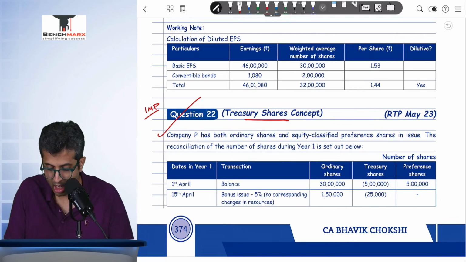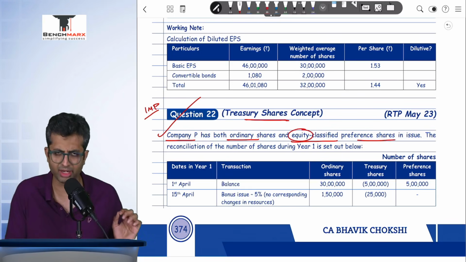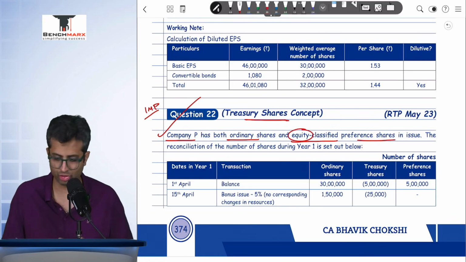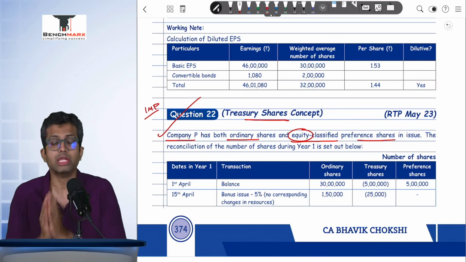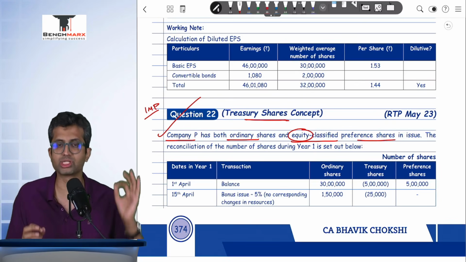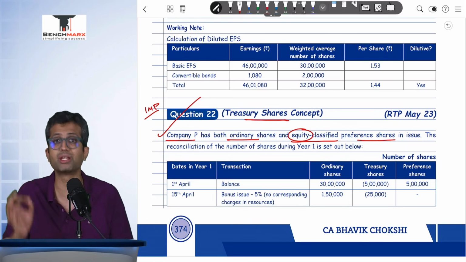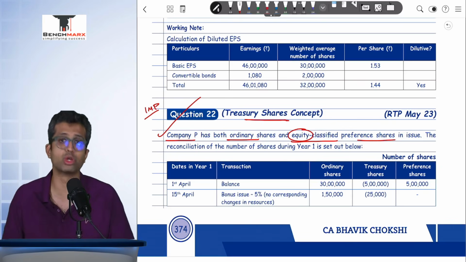Company P has both ordinary shares and equity classified preference shares in issue. We have been clearly given that these are equity classified, which means these are preference shares which are in the nature of equity. Remember, when we discussed the numerator, what did we say? We said the numerator has to have net profit, not just net profit in the income statement. This is net profit as available for ordinary shareholders.